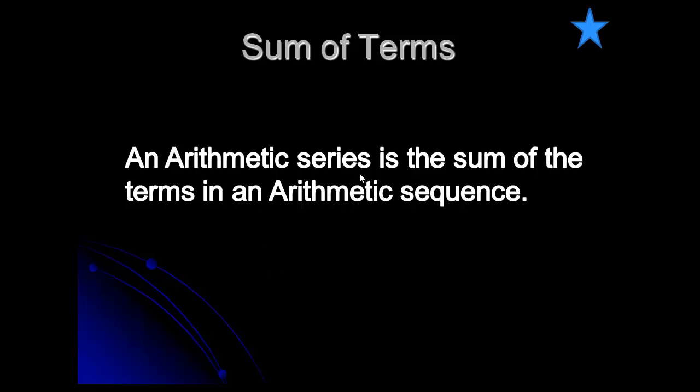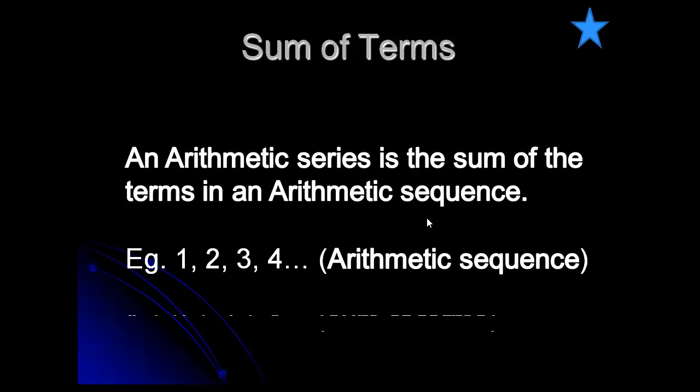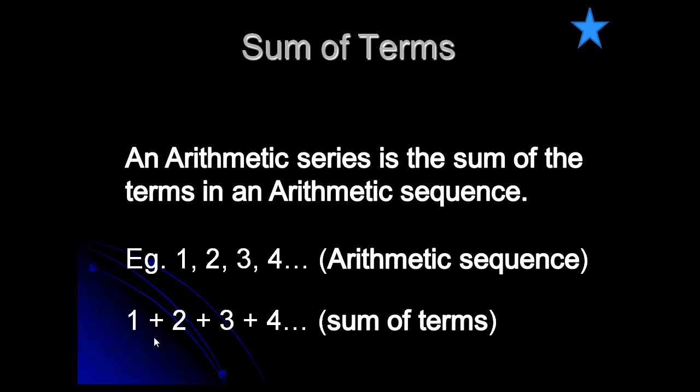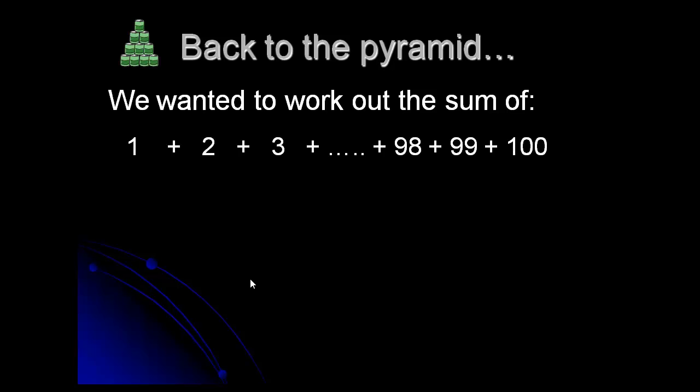So an arithmetic series is what we call the sum of terms in an arithmetic sequence. So when we start adding the terms together, we call it a series. So that's an arithmetic series. This is a sequence. So back to the pyramid. That's what we're looking to find the sum of, isn't it? We've got 1 can in the first row, 2 in the second, 3 in the third, and so on.